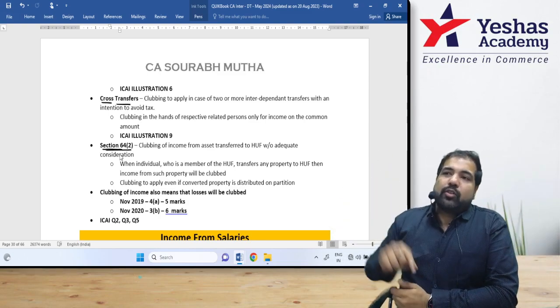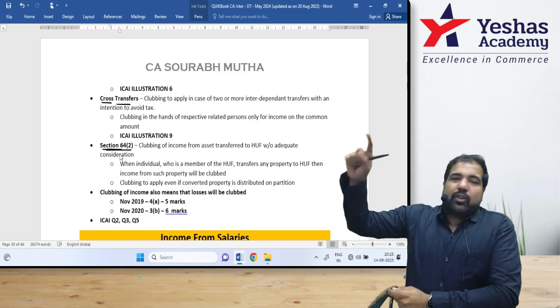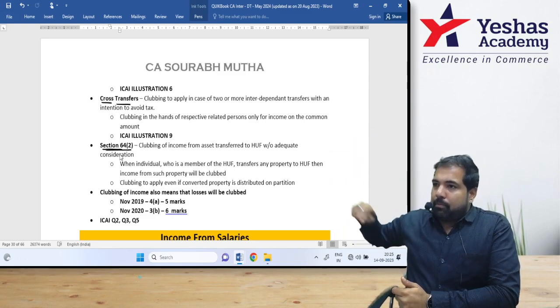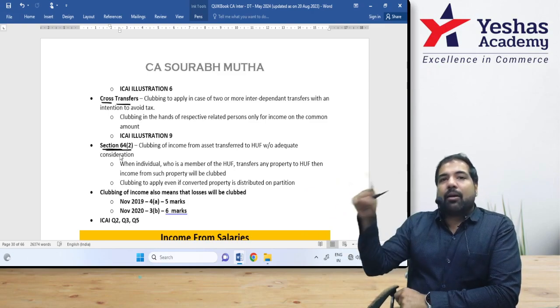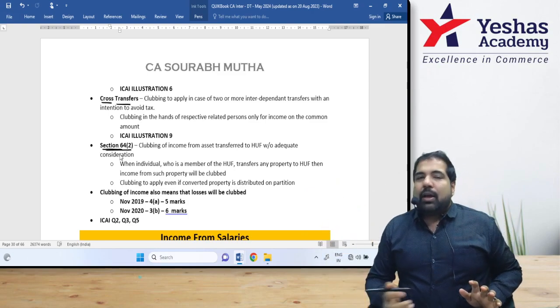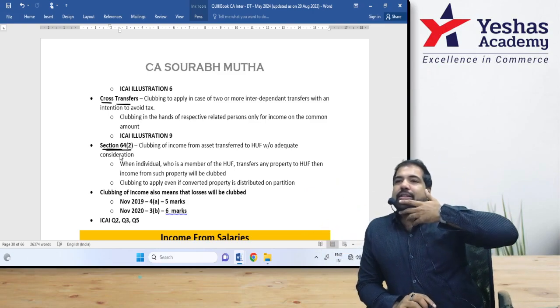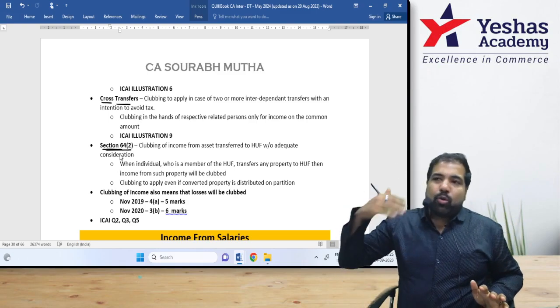Guys, what if the HUF is partitioned? Even if it's partitioned, who will the asset go to? Members. Still clubbing will apply and it will come back to the real transferor. Are you okay? And 1500 exemption is only in whose case, guys? Only in, okay. Some more things that you should know, guys.